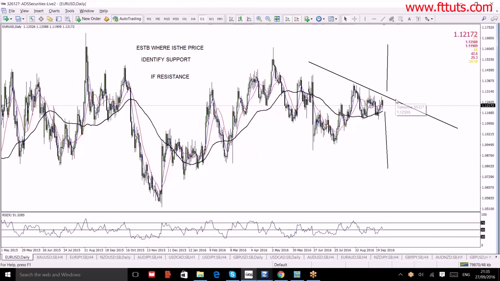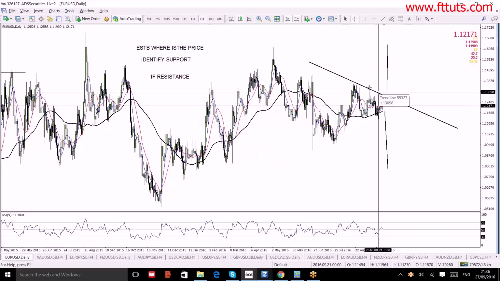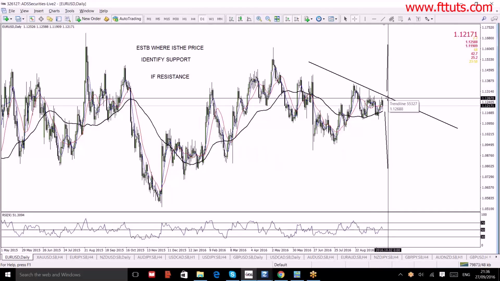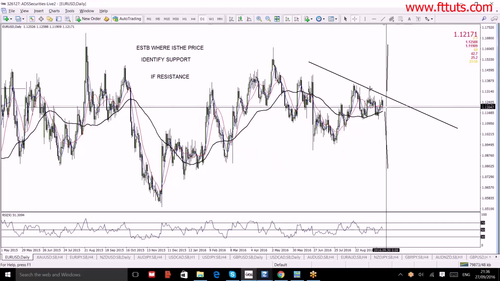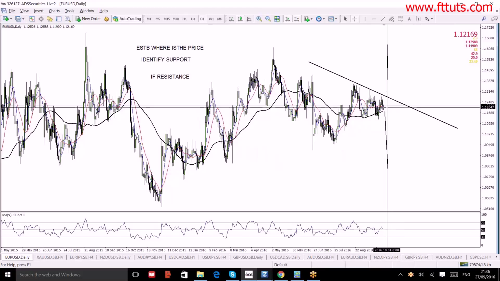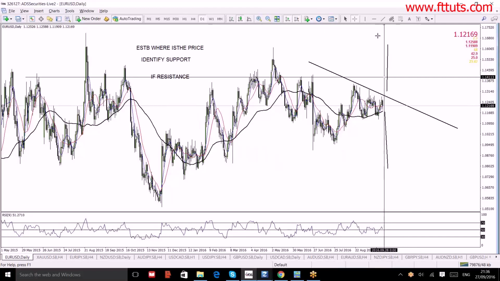I'm not connecting the lines here. Doesn't matter. What matters is this, guys: understand the concept of marking a resistance line. It is the highest point. It is the ceiling. Price has never breached this yet. The price is under the ceiling. You have to establish the ceiling on your chart, the resistance near the price. Have you guys understood what I'm saying? Now let's establish the floor.